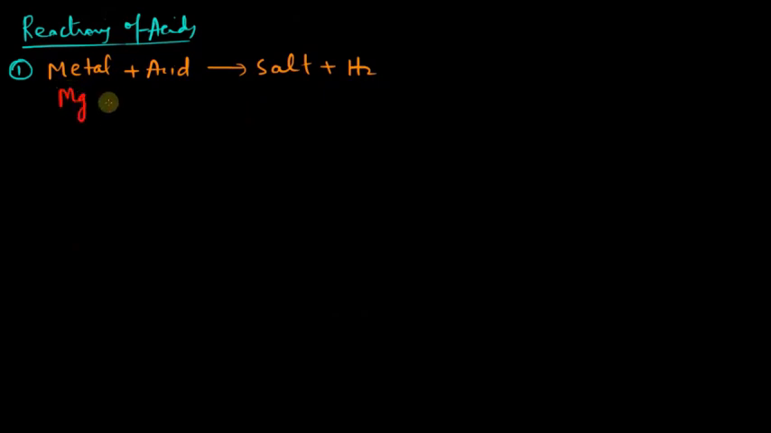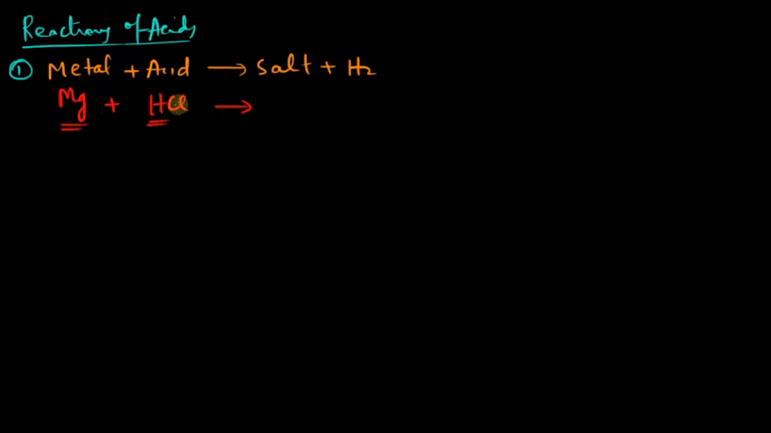Let's move ahead. The first reaction of acid that we have to see is the reaction with metals. So if you have metal plus acid, when you put a metal in acid, we get a compound that is called a salt, along with hydrogen gas being released. For example, we got magnesium metal, and if you add it into an acid like HCl, what will happen? The magnesium metal will replace the hydrogen H plus ion from the solution, and what will we get?